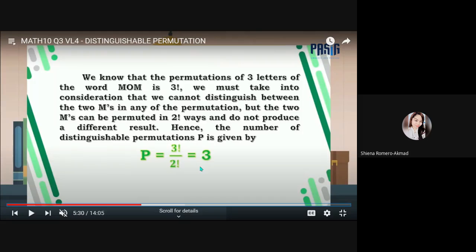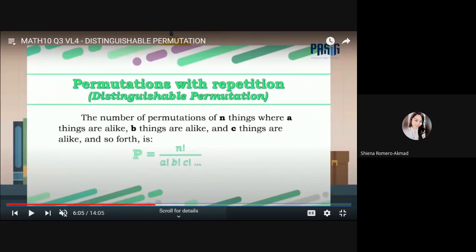Now, for you to have a better understanding of this, let us have the permutation with repetition. When we say permutation with repetition, there is a repeating arrangement. It is still permutation, with a repeating arrangement, but the reason there is a repeating arrangement is because of the elements that repeat in the given. Like for example, earlier, the M was repeated 2 times.